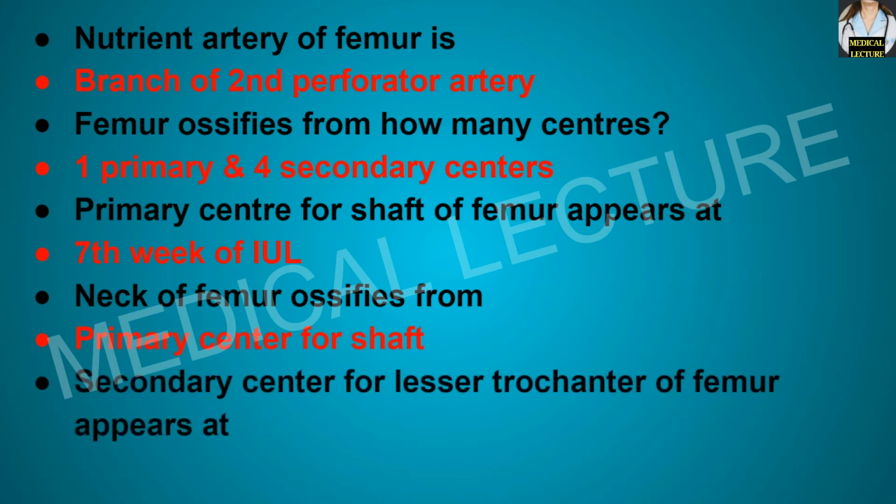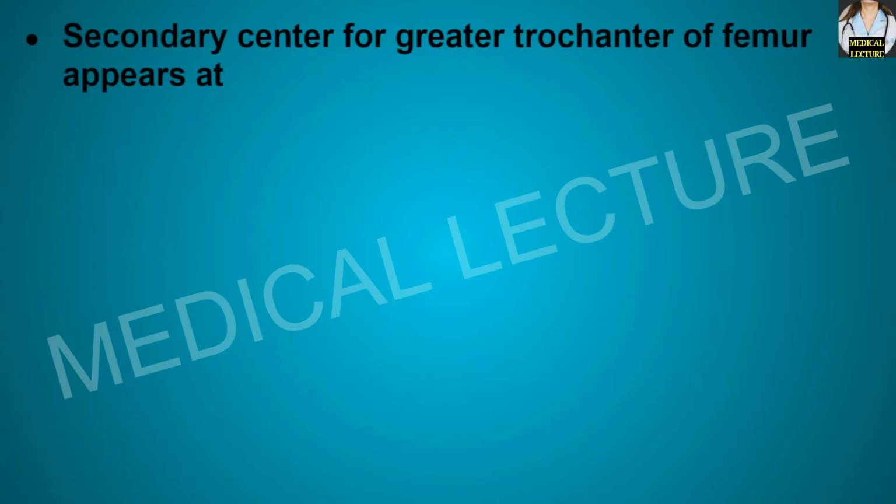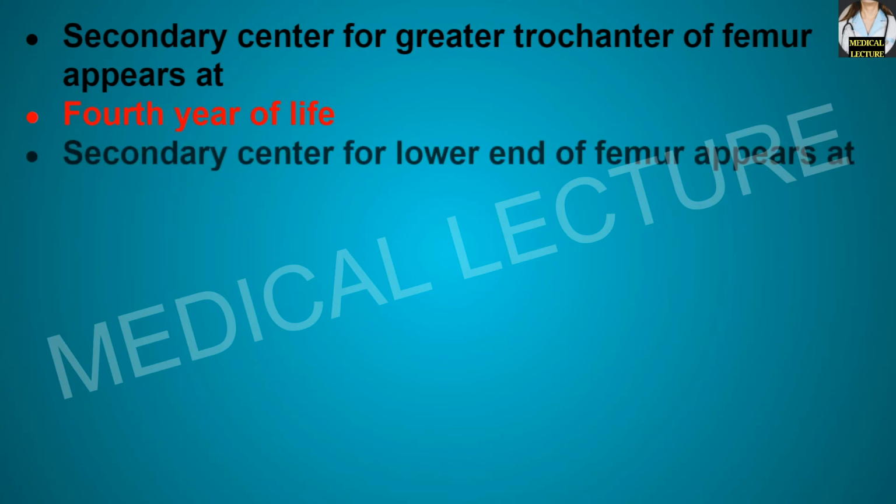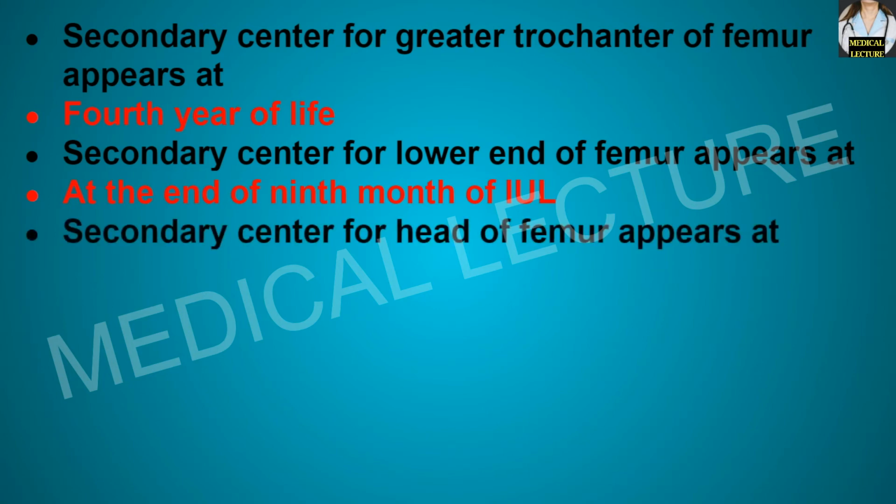Secondary center for the lesser trochanter of the femur appears at the 12th year of life. Secondary center for the greater trochanter appears at the 4th year of life. Secondary center for the lower end of the femur appears at the end of the 9th month of intrauterine life. Secondary center for the head of the femur appears during the first 6 months of life.